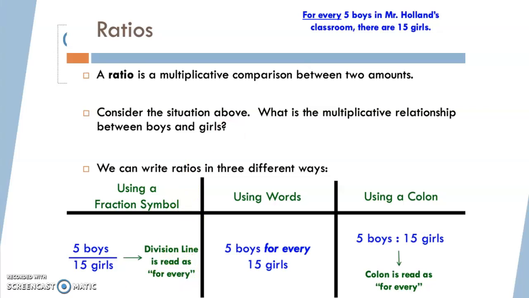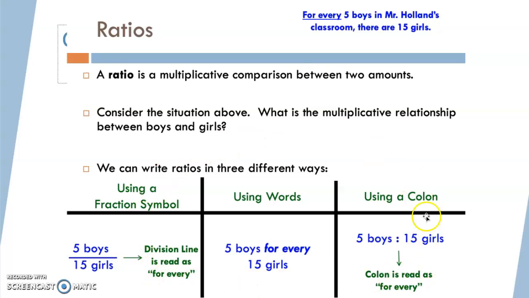So we can write ratios in 3 ways. We can use a fraction symbol, right? 5 boys, fraction symbol is that line, and 15 girls. So the division line reads as for every. Okay, so does the colon. Oops, I jumped ahead. Using words, there's 5 boys for every 15 girls. Using a colon, 5 boys for every 15 girls.